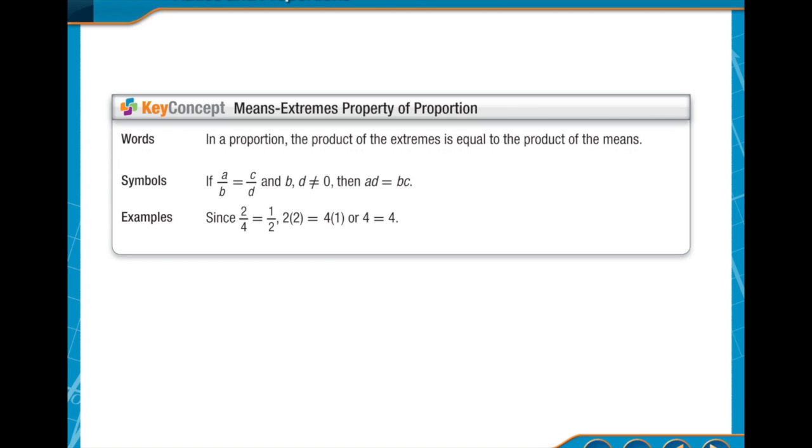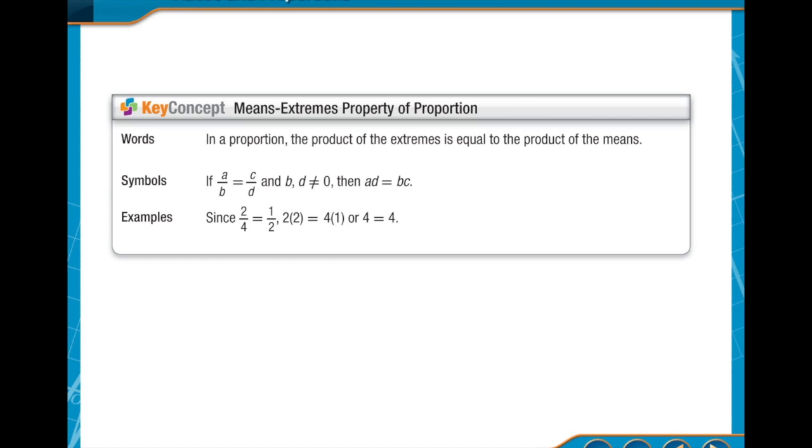So here's a rule for this section we want to quickly talk about. This is the means extremes proportion property of proportion. And we know in a proportion, the product of the extremes is equal to the product of the means.